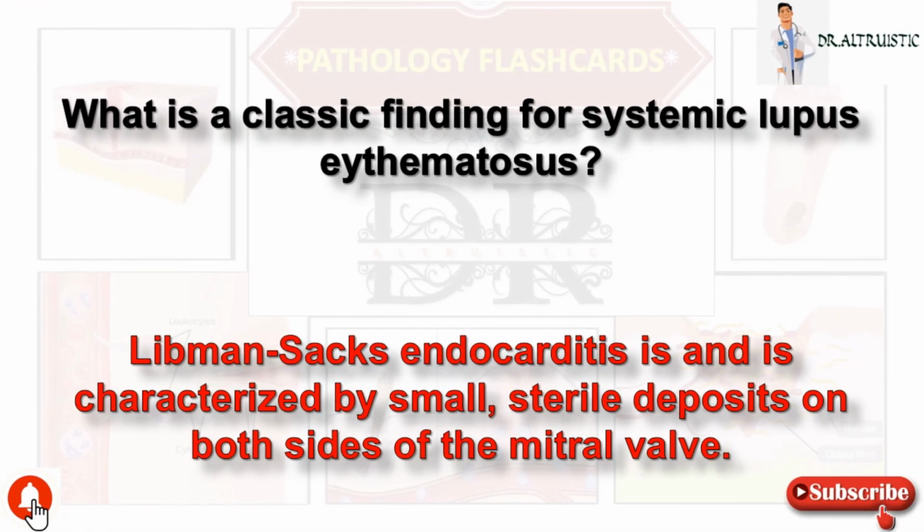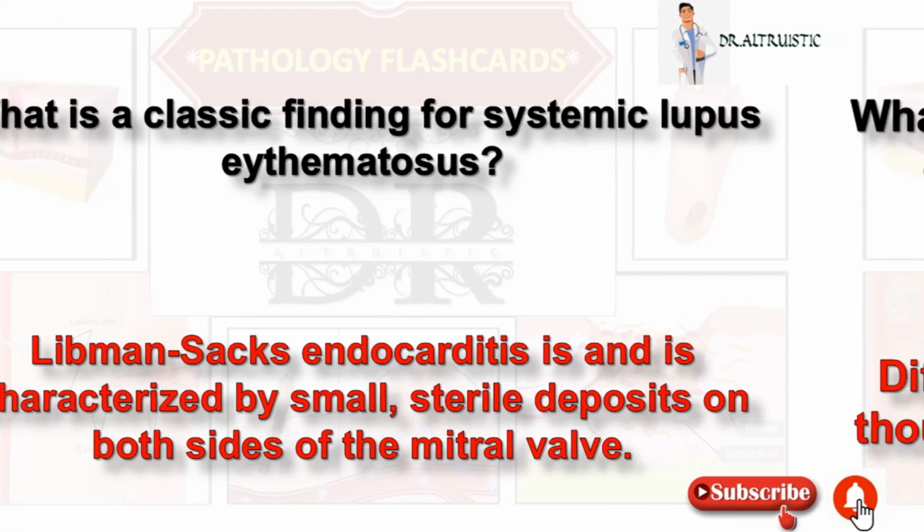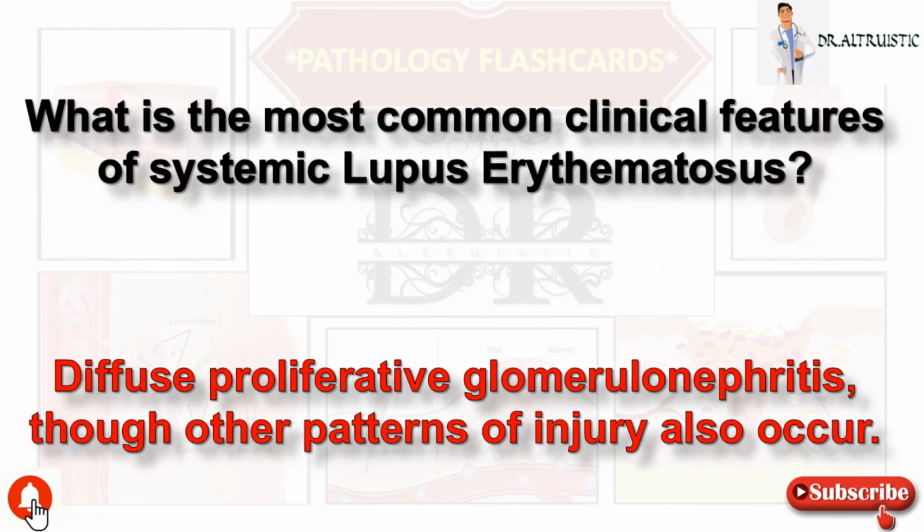What is a classic finding for systemic lupus erythematosus? Libman-Sacks endocarditis is characterized by small, sterile deposits on both sides of the mitral valve. What is the most common clinical feature of systemic lupus erythematosus? Diffuse proliferative glomerulonephritis, though other patterns of injury also occur.